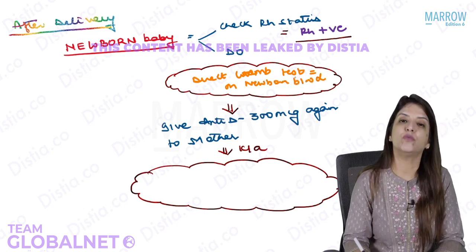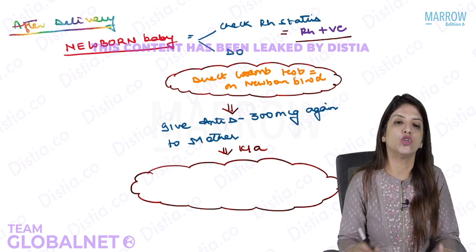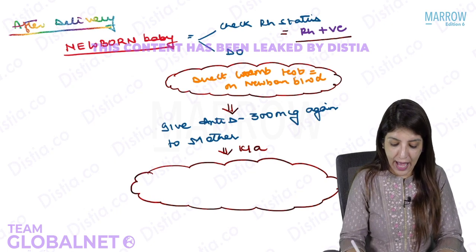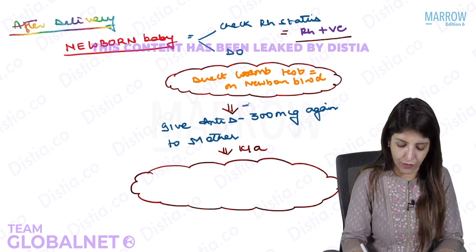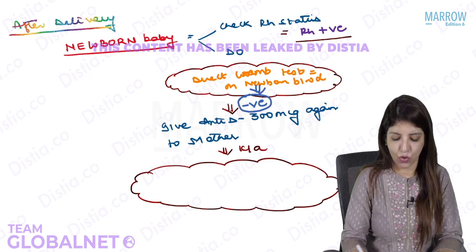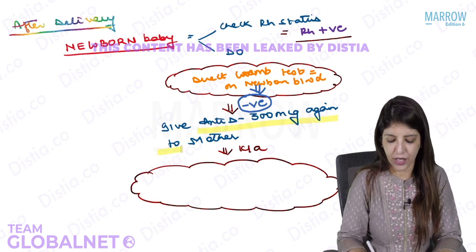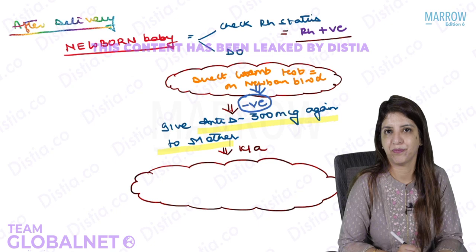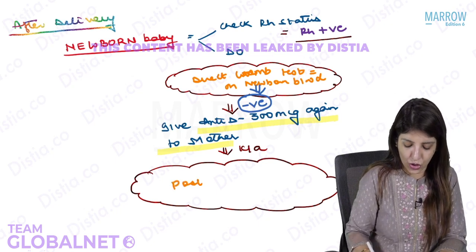So the indirect Coombs test was done on maternal blood. Direct Coombs test is done on the newborn baby's blood, right? And if the direct Coombs test is also negative, again I am going to give anti-D 300 micrograms to the mother, right? This is called postpartum prophylaxis.